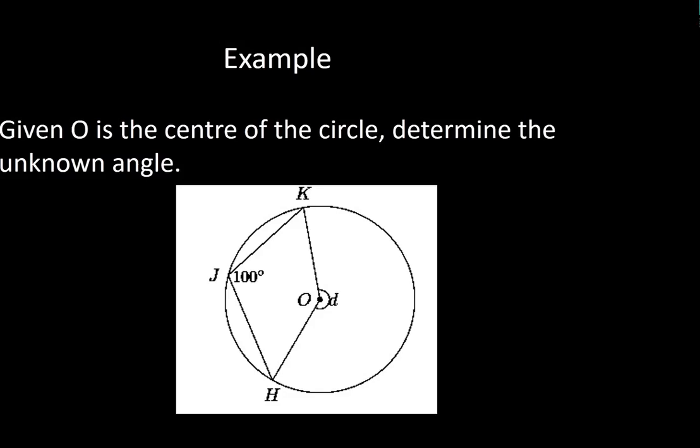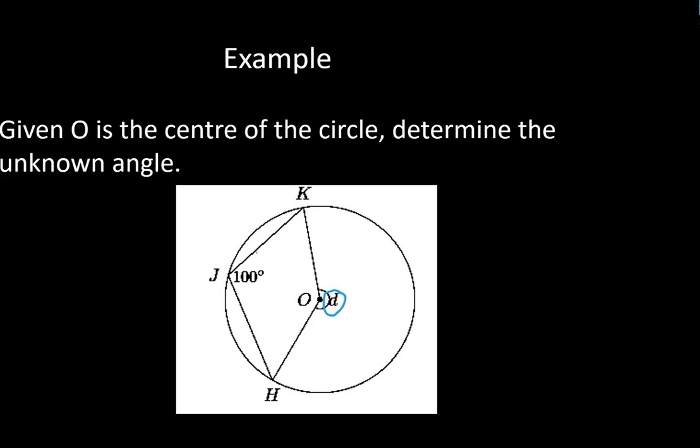All right, I want to do one more on that same type of diagram. So once again, we are given that O is the center of the circle. We have to find now the angle at the center. So now we need to find out the reflex angle D. So how do we find that angle?